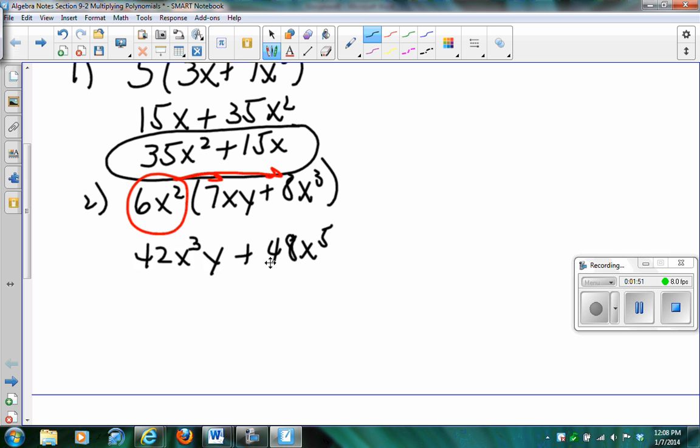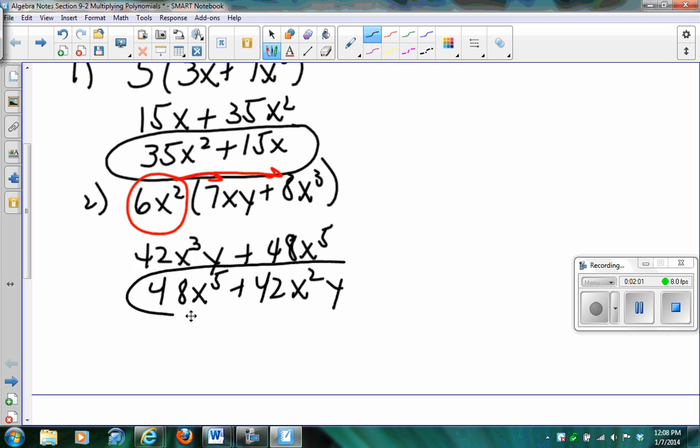This 48x to the fifth is the highest power of x, so we need to rewrite this in descending order, and this would be our final answer.